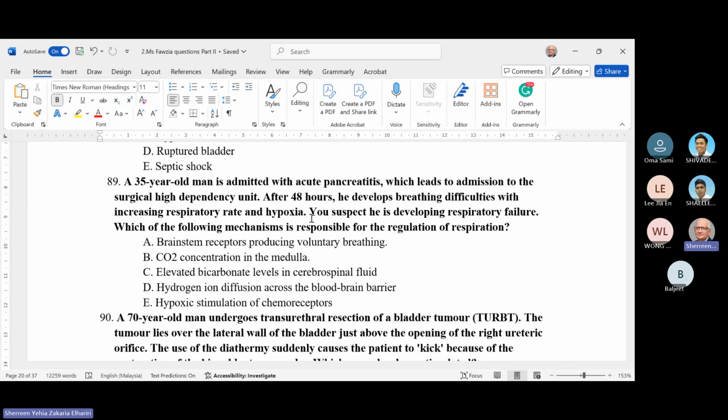Is it high oxygen or CO2 in the medulla? Anyone have an idea? CO2 in the medulla. Yes, so the stimulation here is CO2 concentration in the medulla. So it is wise not to give the patient a high dose of oxygen or 100% oxygen, because one of the stimulations is the level of carbon dioxide.